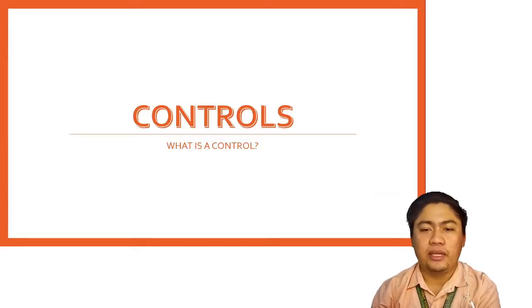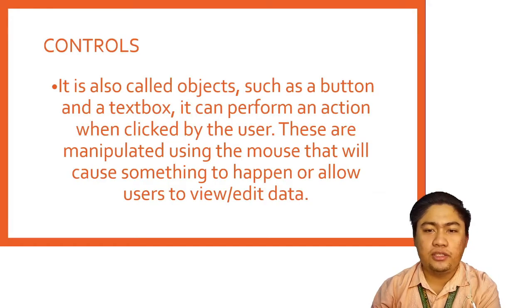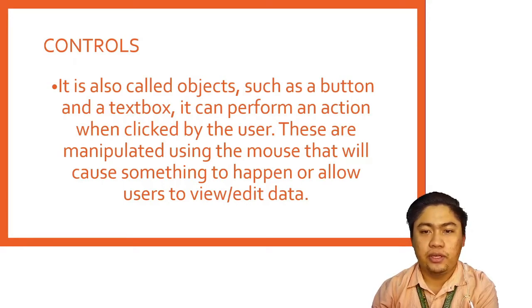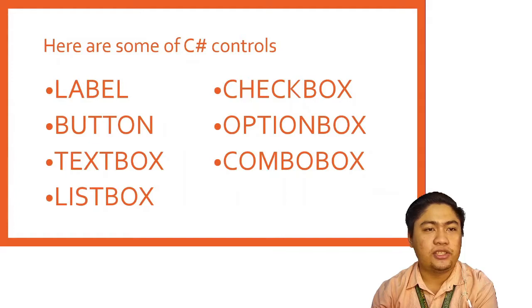The next one is the controls. Controls, it is also called objects, such as the button and the text box. It can perform an action when clicked by the user. These are manipulated using the mouse that will cause something to happen or allow users to view or edit data. The toolbox holds all the controls available in C#. The toolbox is part of the IDE, which is found on the left side of the window. Here are some of the C# controls.